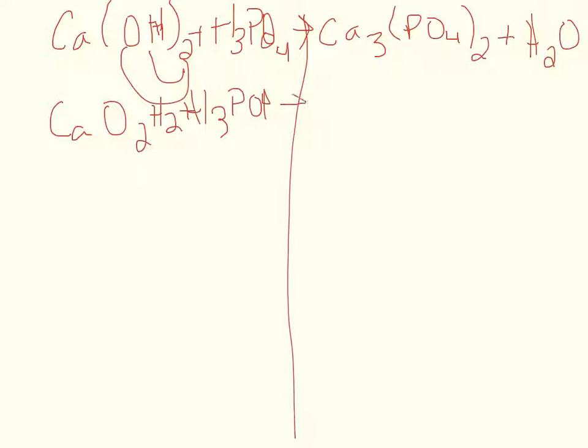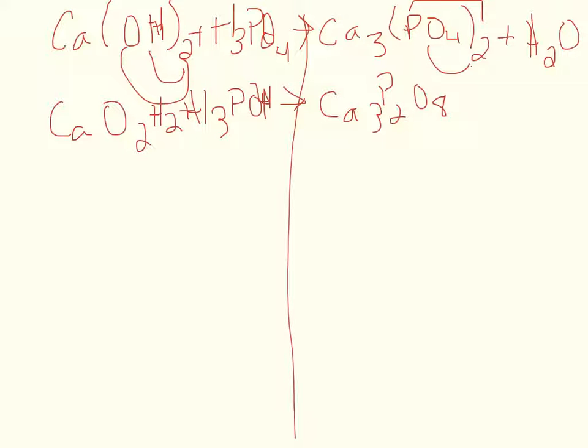Ca3. There's another parenthesis, so let's distribute. So it would be Ca3P2O8 plus H2O, otherwise known as water.